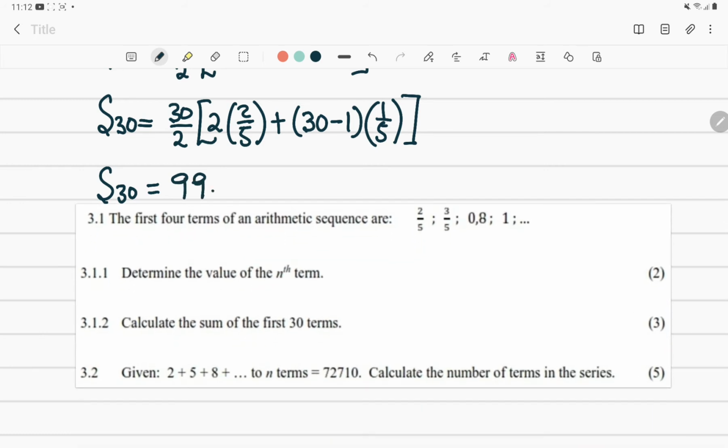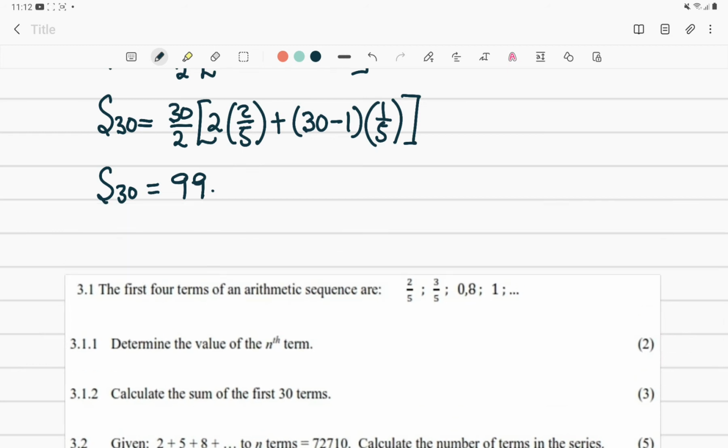So let's look at the last question, which is 3.2. It says, given that the series sum is equal to 72,710, we need to calculate the number of terms. In fact, we need to calculate n. So it's important to understand the question. So how can we do this?